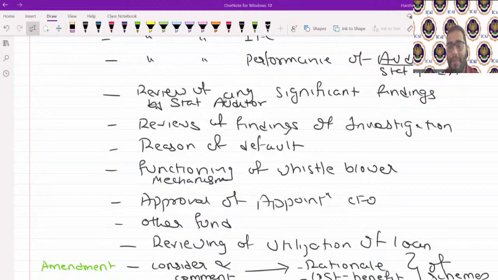Yes, Kuldeep, good question. Whether the maximum number of directors will include additional director also. See, the maximum number of directors is something which is governed by the Companies Act. As of now, there is nothing mentioned in the LODR with respect to the maximum number of directors. So the provisions of the Companies Act will prevail, when there is nothing mentioned in the LODR.